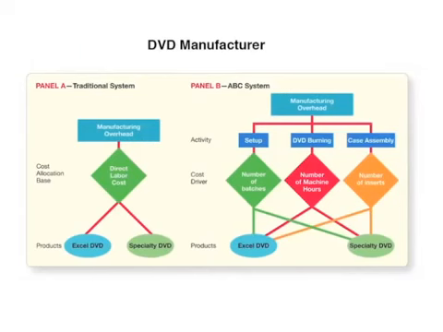So let's look at this simple DVD manufacturing company here. We have panel A, which is a traditional system, and we have panel B, which is an activity-based costing system. Let's first look at panel A, which is our simple or traditional costing system. We start with our manufacturing overhead, and we want to allocate this overhead to our products. As we know, we currently pick an allocation base. In this case, we have picked direct labor cost to be our allocation base.